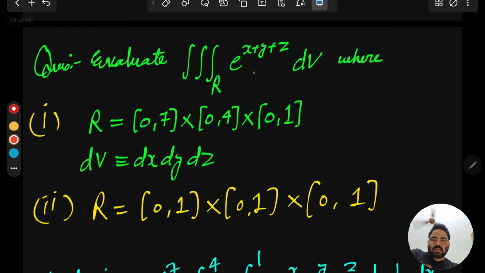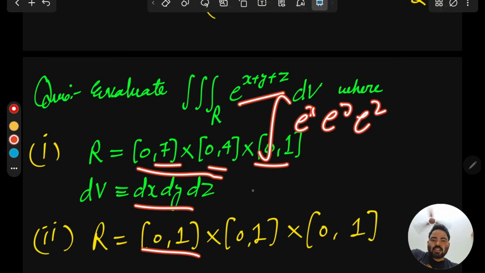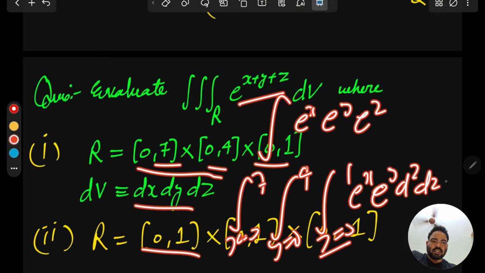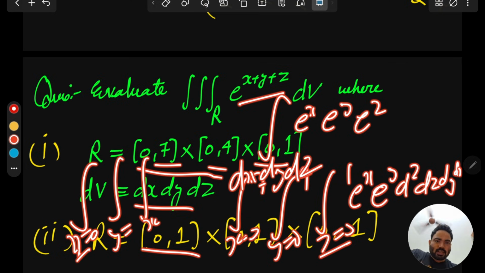So here also you can notice, for this integral, you can divide into e to the power x, e to the power y, e to the power z, and x y z. If x is moving 0 to 7, y is moving 0 to 4, and z is moving 0 to 1, then you can write e to the power x, e to the power y, e to the power z. Here is z, so start with z, after that y, and after that x. If you want, you can start with z, and after that y, and after that x, then you write dx dy dz. Any way you can start, it's up to you.